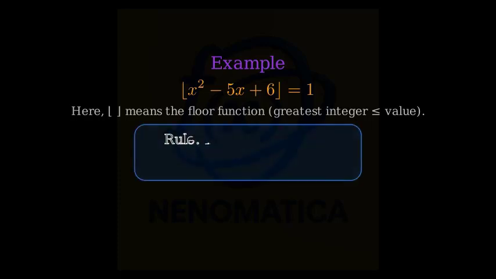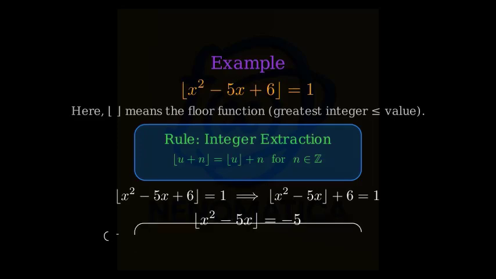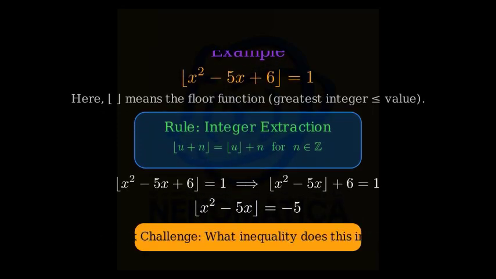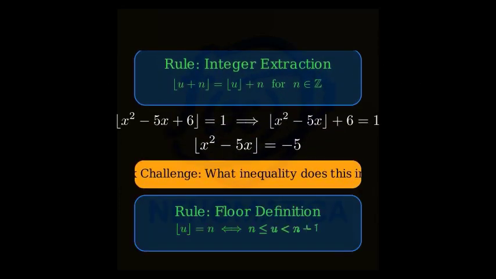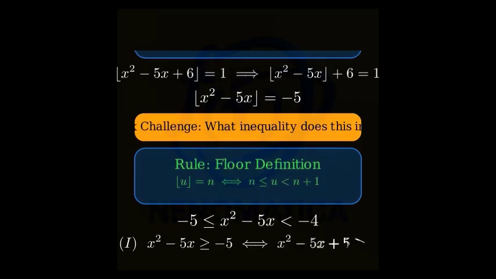Step 1, because 6 is an integer, we can separate it from the floor. Move 6 to the right side. So the floor of x squared minus 5x equals negative 5. Step 2, use the definition of the floor function. If the floor equals negative 5, then negative 5 is less than or equal to the expression, and the expression is strictly less than negative 4. We split this into two inequalities.